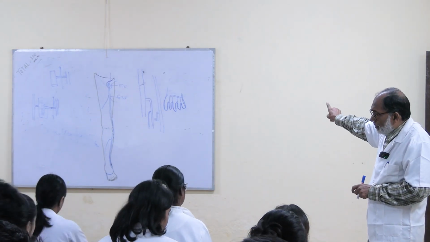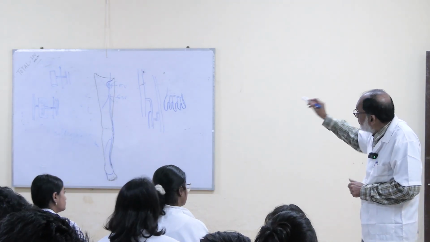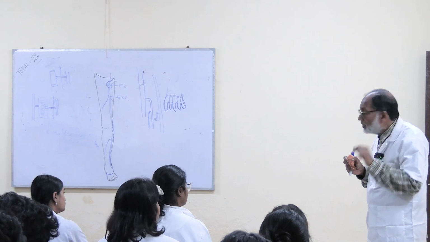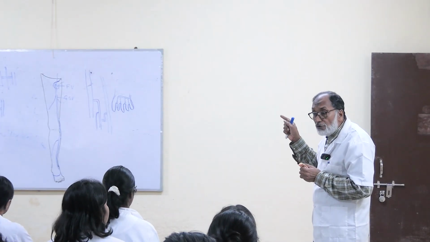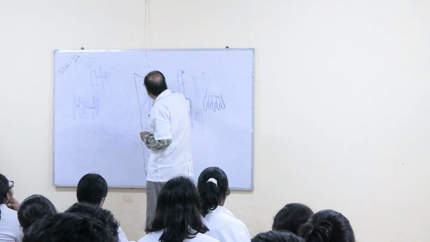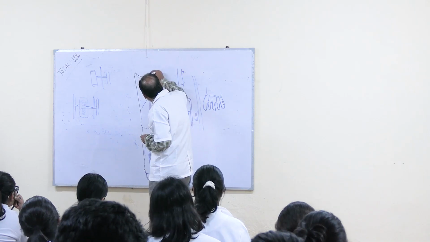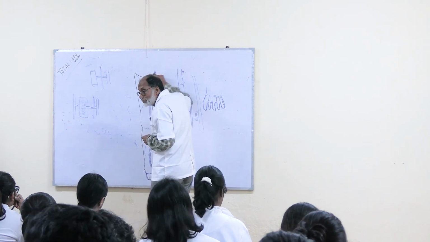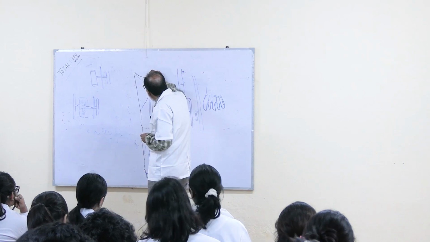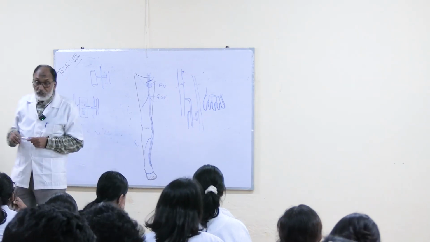Now, where are the valves? One valve, the most important one, is just where it drains into the femoral vein; there lies the saphenofemoral valve. Suppose this is the femoral vein; when it crosses the inguinal ligament, it is known as the external iliac vein. The external iliac vein also has a valve, which is very important.